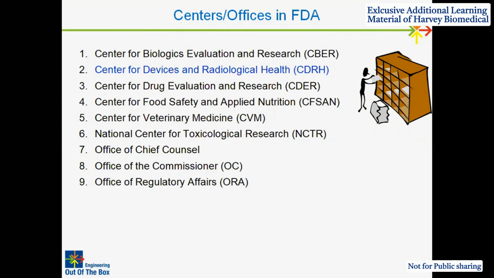The second one is the Center for Devices and Radiological Health. This is for our medical devices. Coming to the first one, it is biologics, the third one is drugs, the fourth one is food, and the fifth one is veterinary medicine. The sixth one is toxicology, and the seventh are the monitoring offices with respect to the different regulatory affairs, commissioner and council.